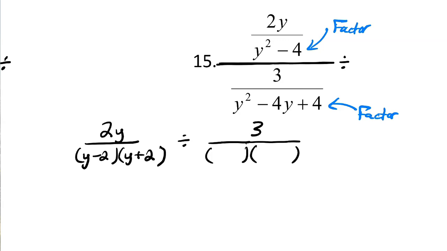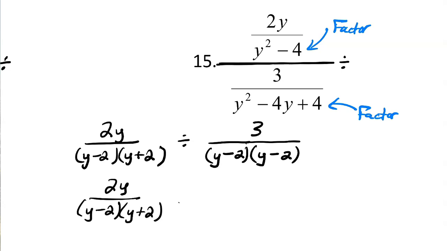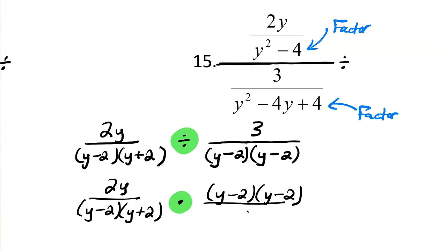And y squared minus 4y plus 4 would be y times y is y squared. To get to 4, we could use 2 and 2, and they both would be negative. And then we could rewrite this as 2y over y minus 2 times y plus 2, times, switching the sign here, times the reciprocal, y minus 2 times y minus 2 over 3.